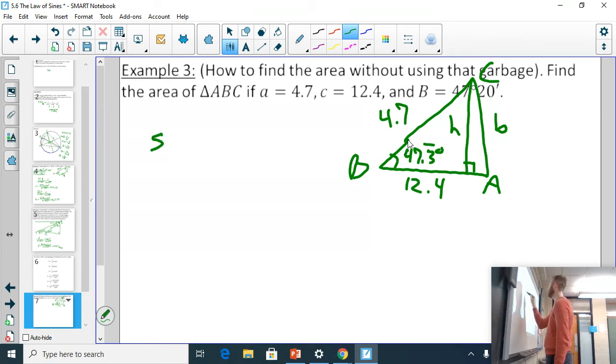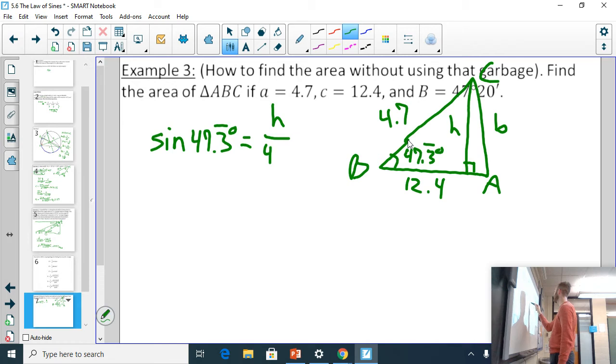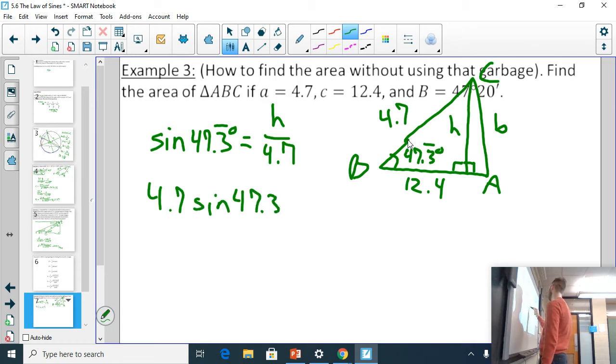So what does that? That'll be sine of 47.3 repeating degrees, and that is going to equal opposite, which in this case is our height, over hypotenuse, which is 4.7 in this case, because we've made a right angle here. And this is where you can definitely tell our triangle is not to scale, but that's why it's important to know where your right angle is. And then we have 4.7 times the sine of 47.3 repeating degrees equals h.